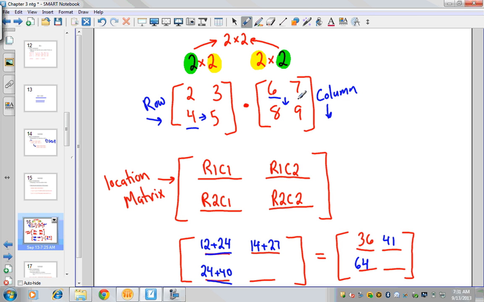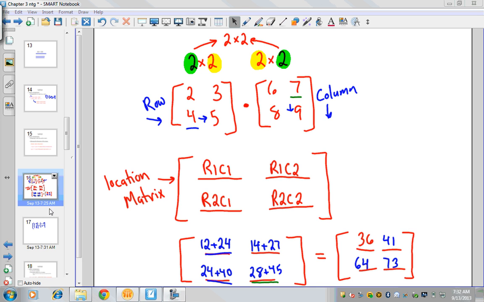All right. And lastly, my final entry, which is this one right here, is going to be row 2, column 2. So I'm going to start with 4, and then I'm also going to start with 7 here. So 4 times 7, that gives us 28. I'm going to move over to the 5, move down to the 9, which gives us 45. Now I'm going to do a quick math here. I believe that is going to be 73. So that's how you do it.